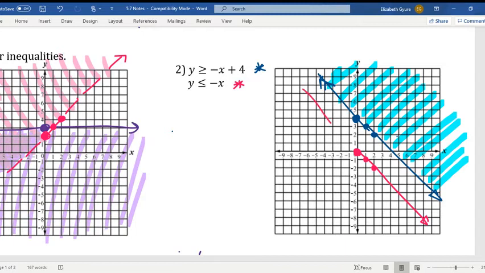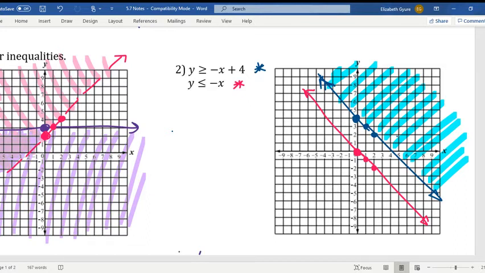Very good. What do you guys notice about these two lines? Exactly, they're going the same way. They're parallel, right? These lines aren't going to intersect. Now, normally when you have two lines that don't intersect, there's no solution, right? Here it depends on the shading. So if you still have some shading that overlaps, there's some answers.